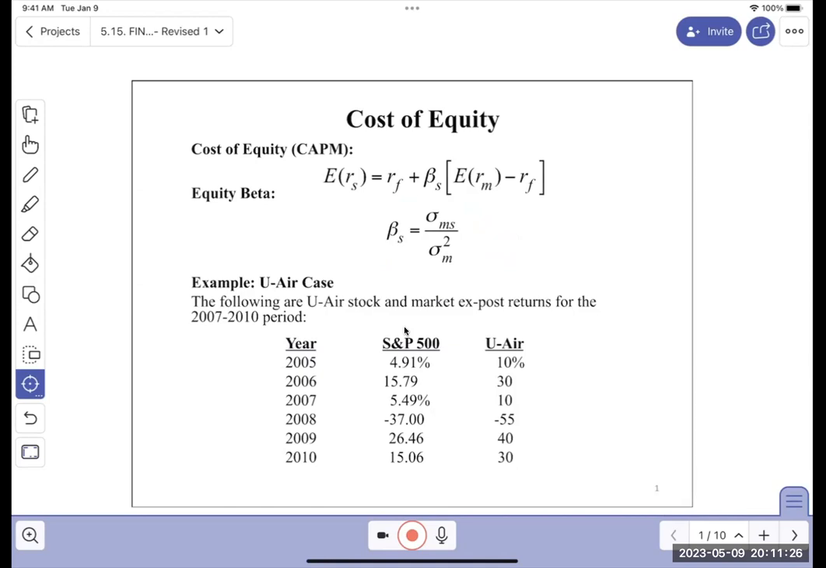Here are the returns to UAIR stock over this period, like in the recent period. The decision was going to be made in 2011. So, or for 2011, so we're going to use previous years of market data. So what do we need to calculate the beta? We need the covariance and we need the variance of market returns.